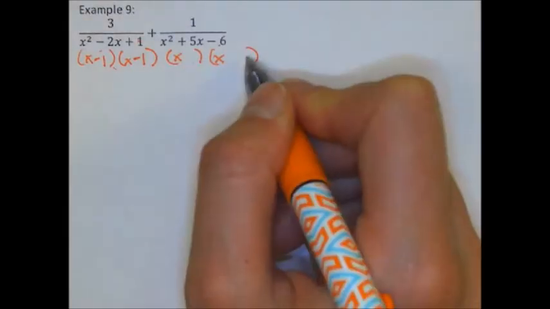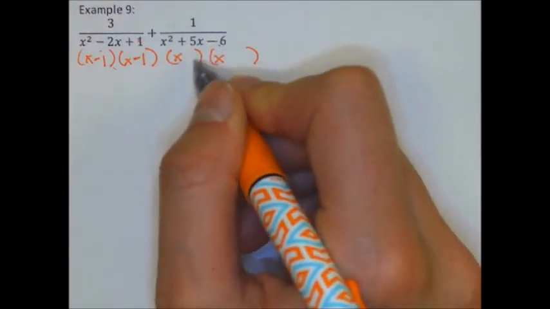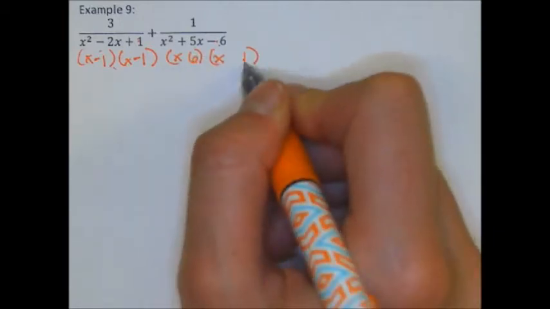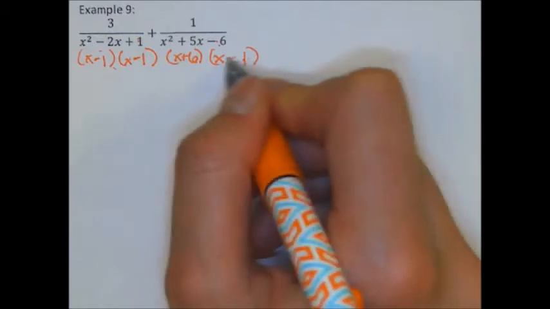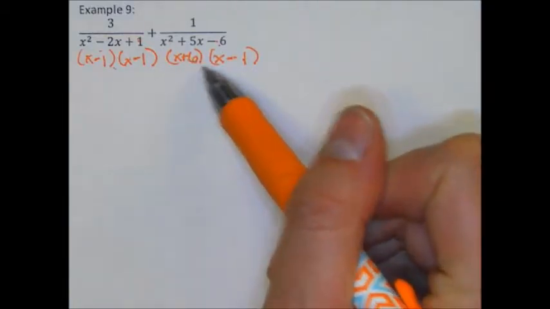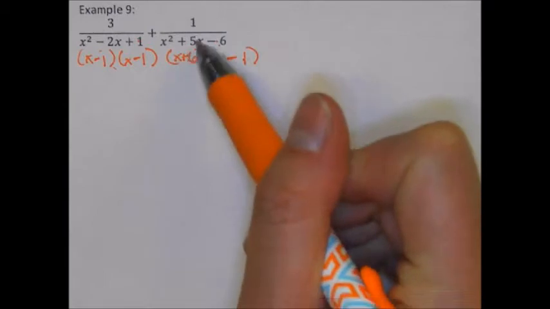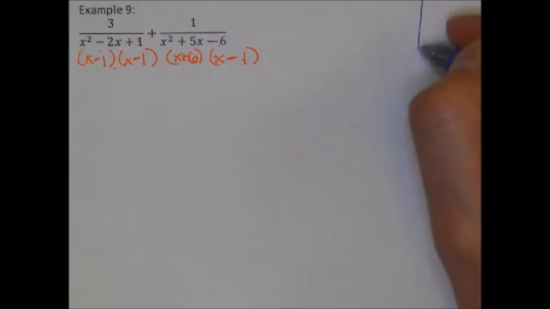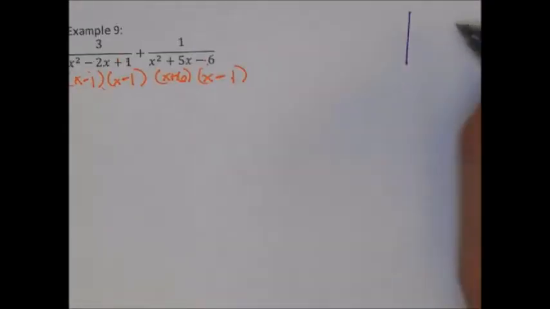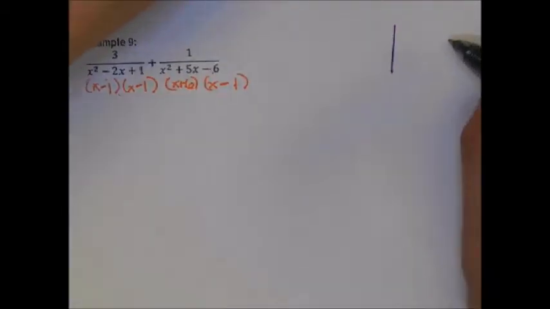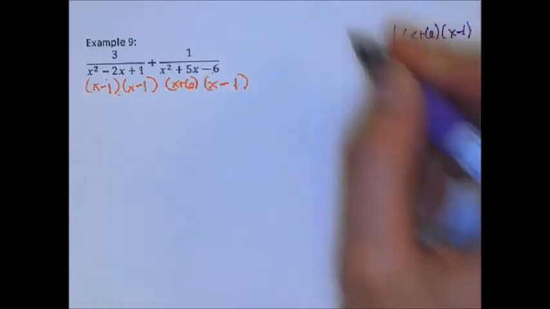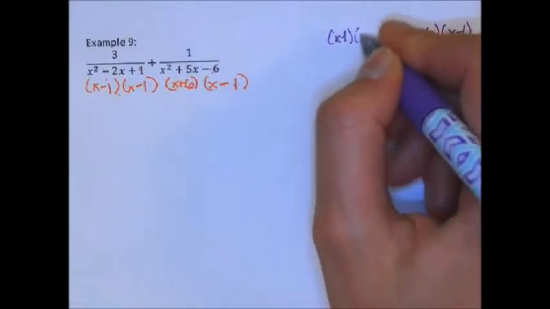If I do 3 and 2, like a negative 6, so it'd be negative 3, positive 2. That won't work. So let's try a 6 and a 1. If I make this positive, 6x minus x gives me positive 5x. So here I have x plus 6, x minus 1. Here, I have x minus 1, x minus 1.